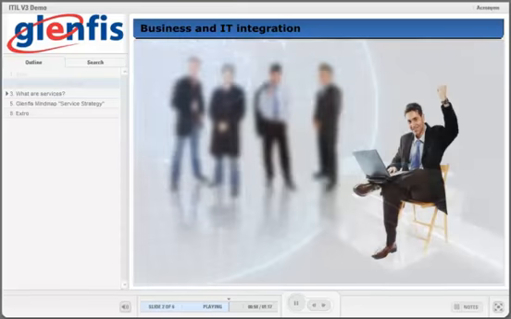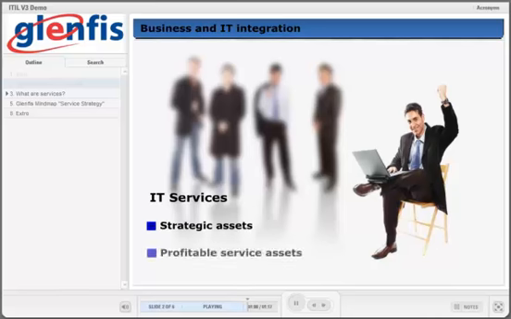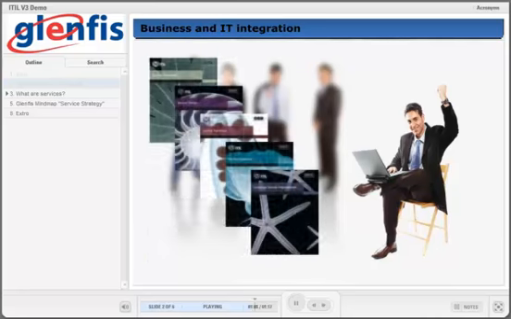Only when the differentiated added value of information technologies is recognized by businesses will IT services be considered as a real strategic asset and as a profitable service asset for the business. The best practice recommendations in these guidelines will be of great benefit to all IT organizations. In the next few minutes, you will learn about the versatile advantages that emerge from the use of these guidelines.